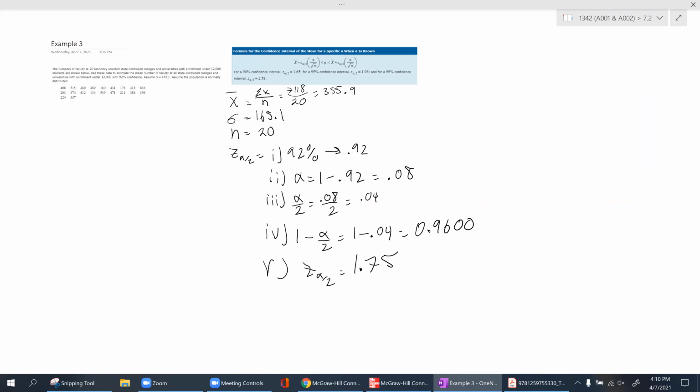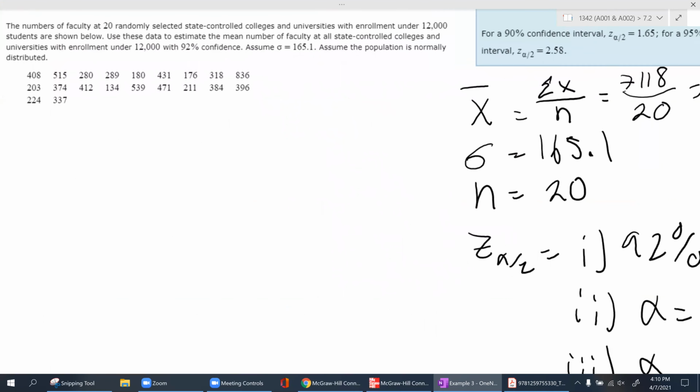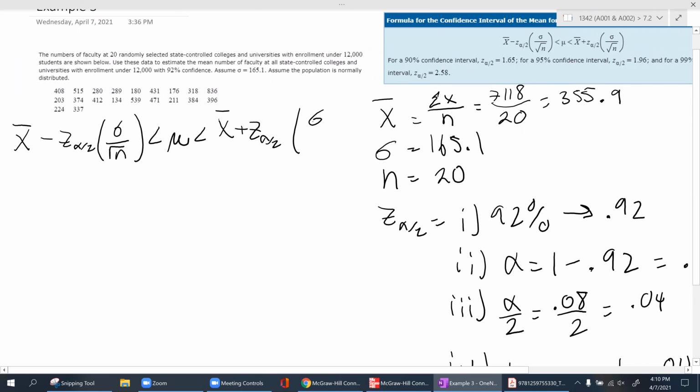Let's go ahead and plug everything into the formula. Let's write it out again; the more we write it out, the more familiar we'll get with it. It's going to be x bar minus a Z value at alpha over 2 times sigma over the square root of n, less than mu, less than that same x bar plus that Z value times sigma over root n.